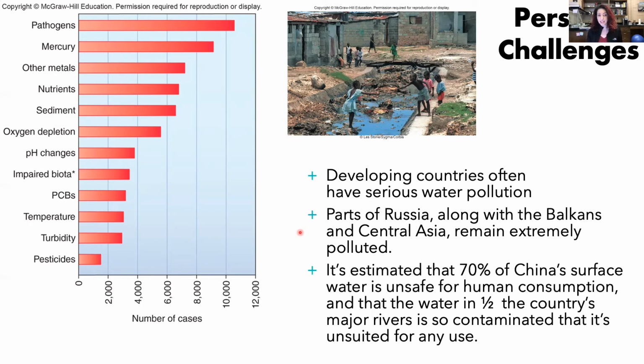It's estimated that in China, about 70% of the water is unsafe for human consumption, and that the water in half of the country's major rivers is so contaminated that it's unsuited for any use. So not only are we talking about consumption, but bathing, cooking, washing, all of that.